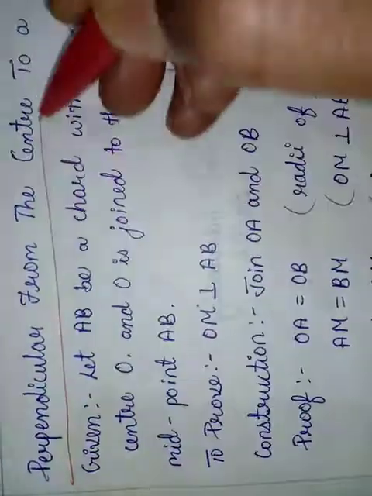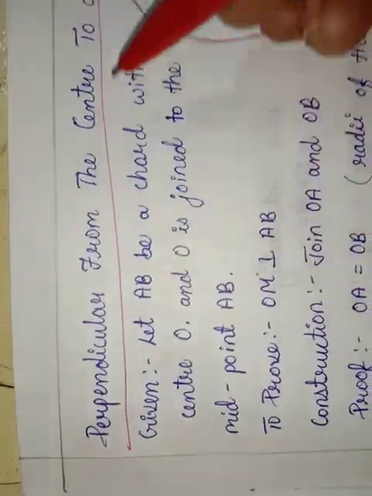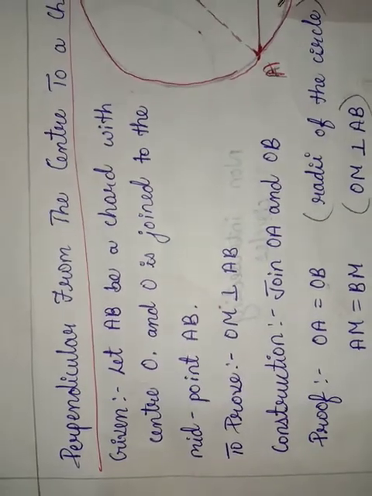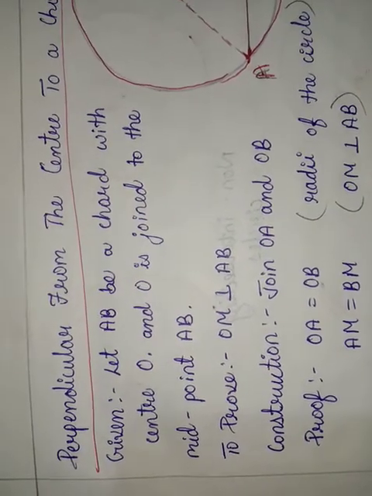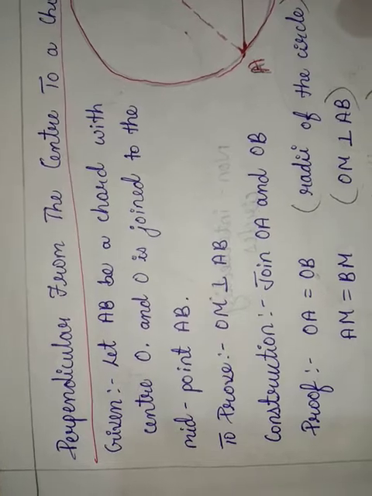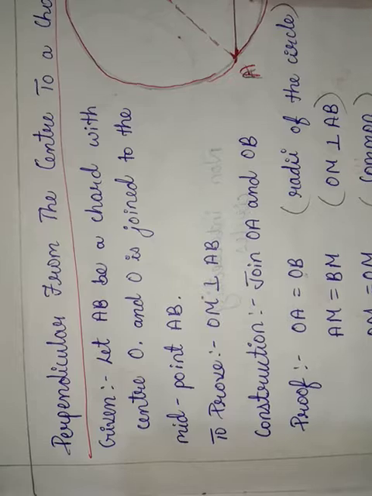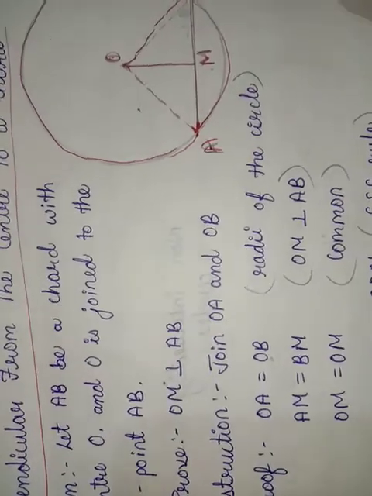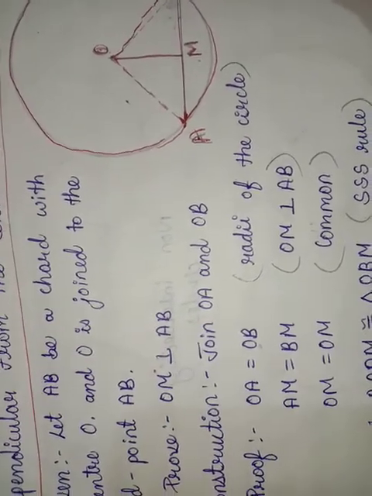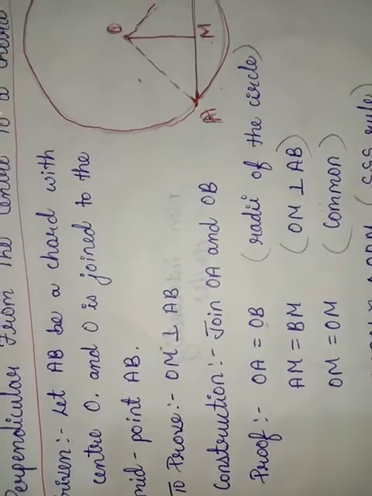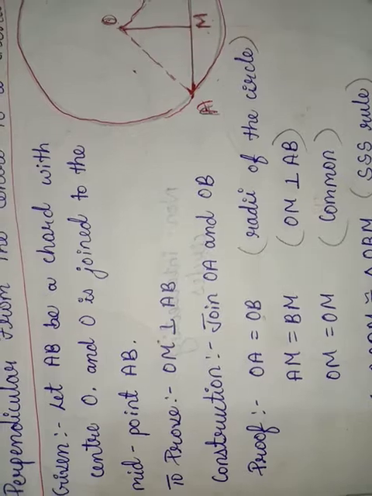Now next, perpendicular from the center to a chord. Given: let AB be a chord with center O, and O is joined to the midpoint M of AB. To prove: OM is perpendicular to AB. Construction: join OA and OB.